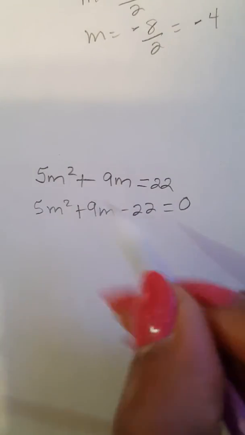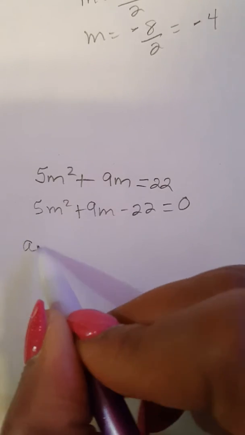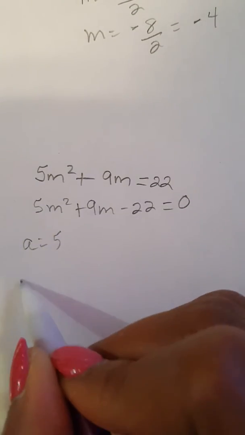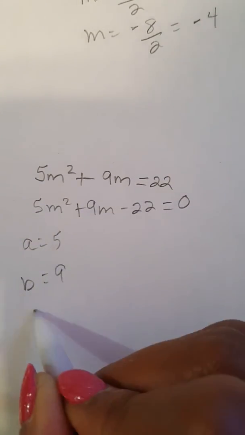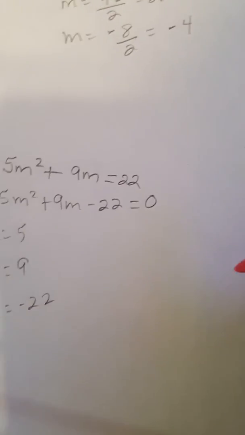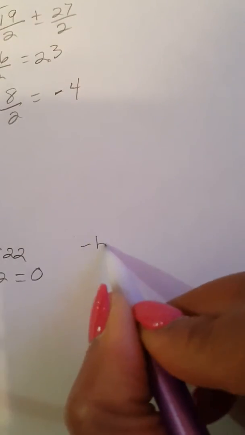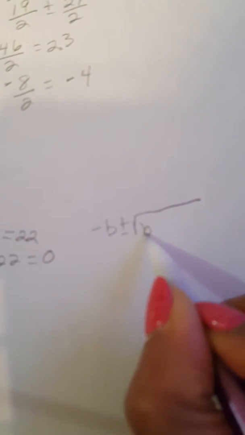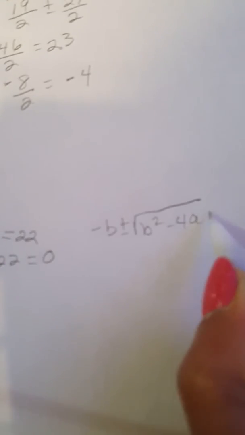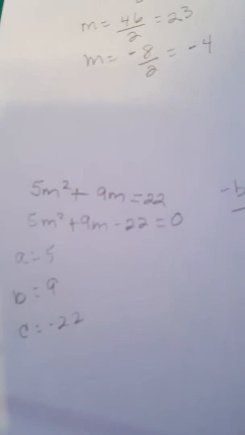And then we identify our a, our b, and our c. A is 5, b is 9, c is negative 22. And then we need to plug it into the formula. The formula is negative b plus or minus the square root of b squared minus 4ac all over 2a. And then we plug it in.